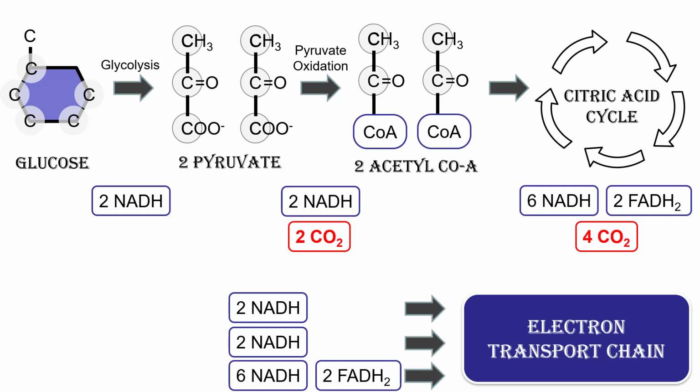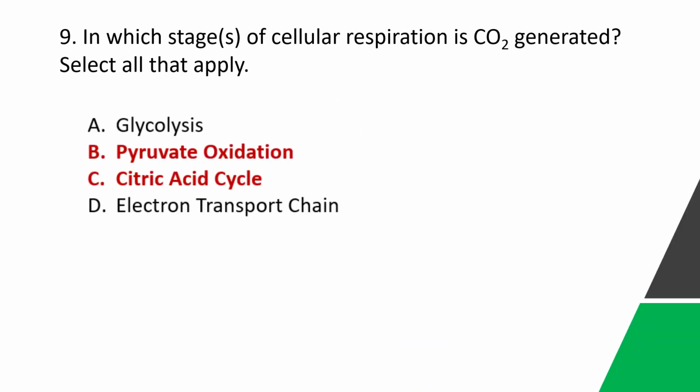So I just think this is the coolest thing, that you eat glucose, you eat sugar, and those carbons in the sugar become part of the carbon in the carbon dioxide that you exhale. So you're actually exhaling part of the food that you ate. I think that's really neat. So the answer here, carbon dioxide is generated during pyruvate oxidation and during the citric acid cycle.